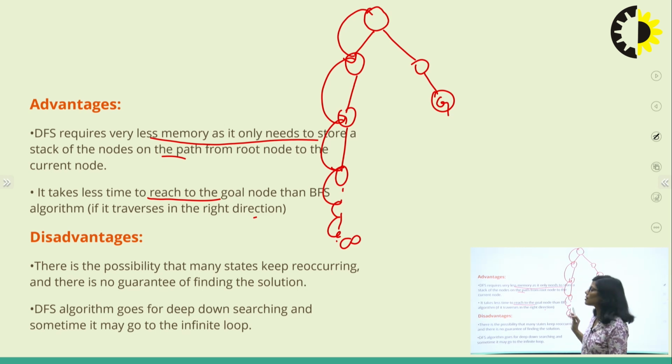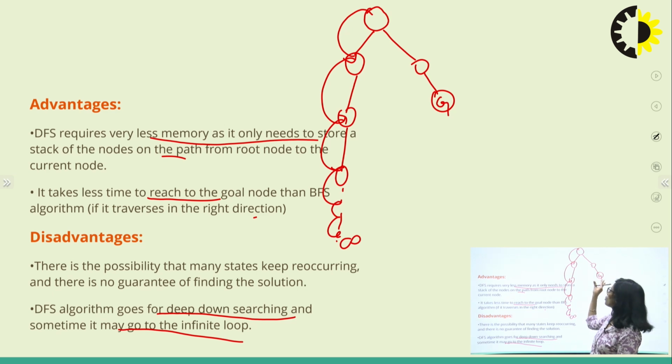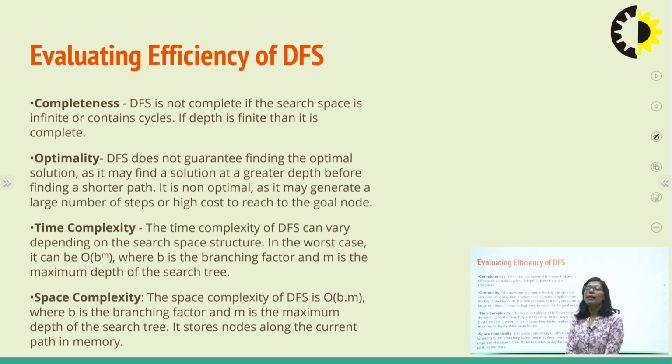We will never be able to find out the goal node. Okay. So this is the major disadvantage, that it goes deep down searching and sometimes it may go into an infinite loop. So here, if the goal node is over here and this branch is having an infinite number of nodes, we will be stuck in this loop indefinitely if we are following your DFS algorithm. Next, evaluating the efficiency of DFS, is DFS complete? No, it is not complete, because it can get stuck in some places. So it won't give you a solution in such cases. Optimal, it is not optimal. When it's not complete, how can we say it is optimal?